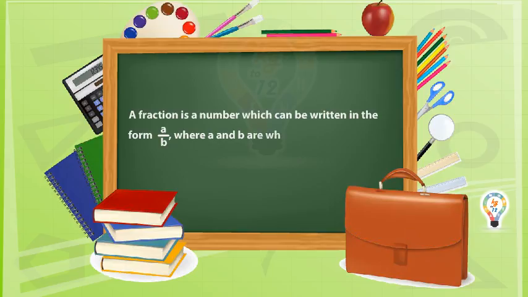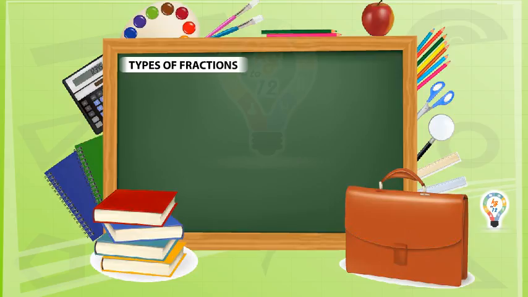Proper fraction. A fraction in which the numerator is smaller than the denominator is a proper fraction. Improper fraction. A fraction whose numerator is greater than or equal to its denominator is an improper fraction.